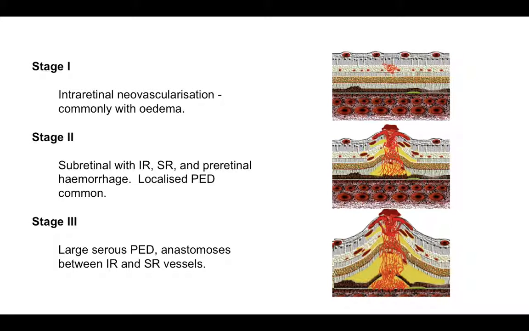Type 1, you get intraretinal neovascularizations, common edema there. So this is why you're seeing IRF, because even in stage 1, the patient has IRF, because you've got the leaky blood vessels within the retina. In stage 2, intraretinal, subretinal, and preretinal hemorrhages are occurring, and PEDs can be quite common in stage 2. In stage 3, you get a large serous PED, which anastomoses between the two. Anastomosis are the union of vessels. They can be common and useful for collateral circulations. The heart needs more of them, basically.